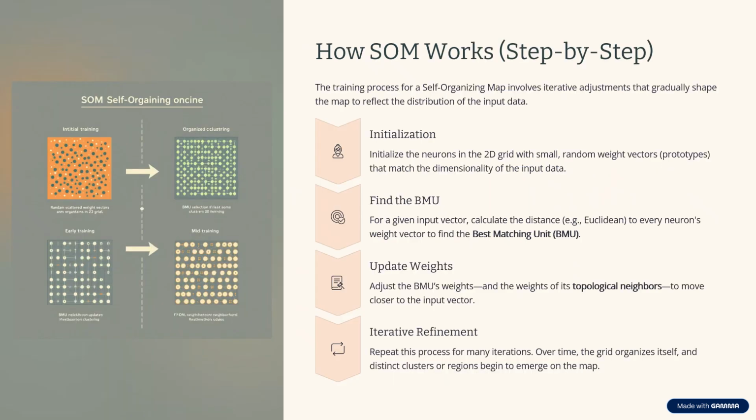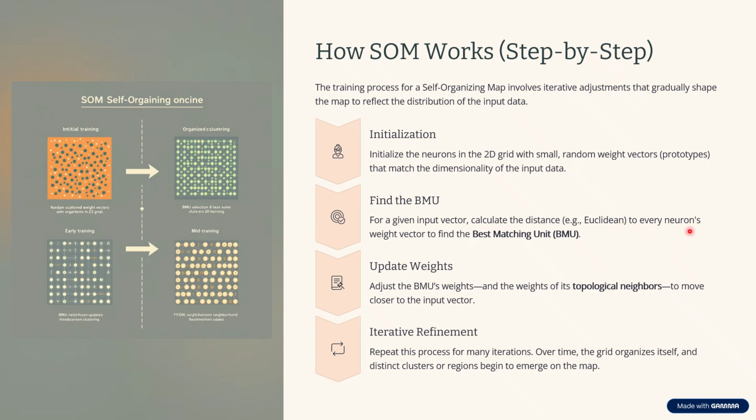Let's look at the training process of SOM step by step. Step 1 is initialization. All neurons in the grid are initialized with small random weight vectors that match the dimensions of the input data. Step 2 is finding the BMU. For each input vector, the algorithm calculates the distance between that input and each neuron's weights, usually using the Euclidean distance formula. The neuron with the smallest distance is called the best matching unit, or BMU.